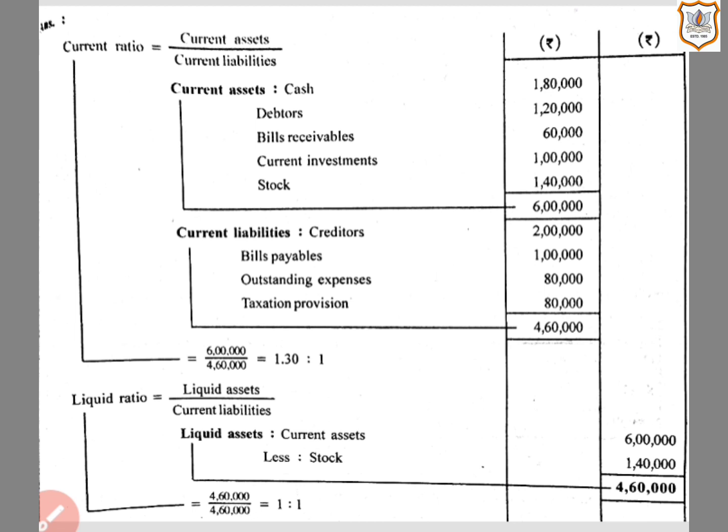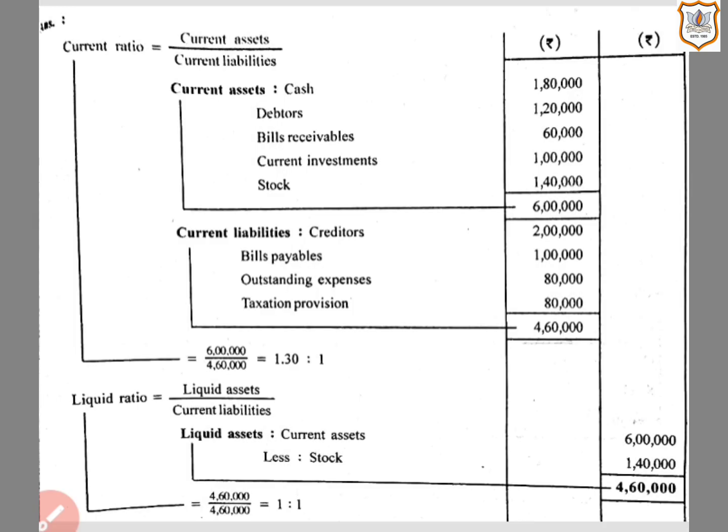This ratio shows short-term financial soundness of the business. Higher ratio means better capacity to meet its current obligation. The ideal current ratio is 2:1. In case it is very high, it shows the idleness of funds.